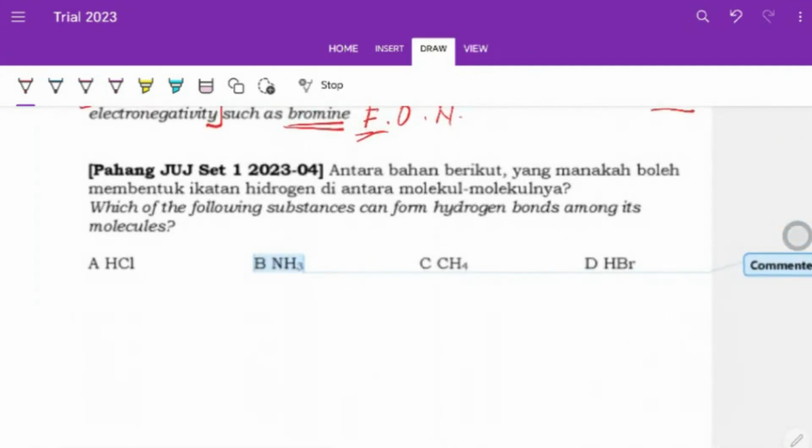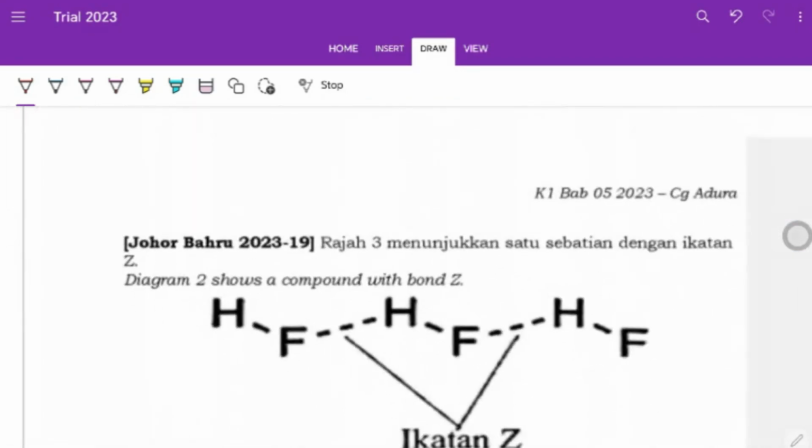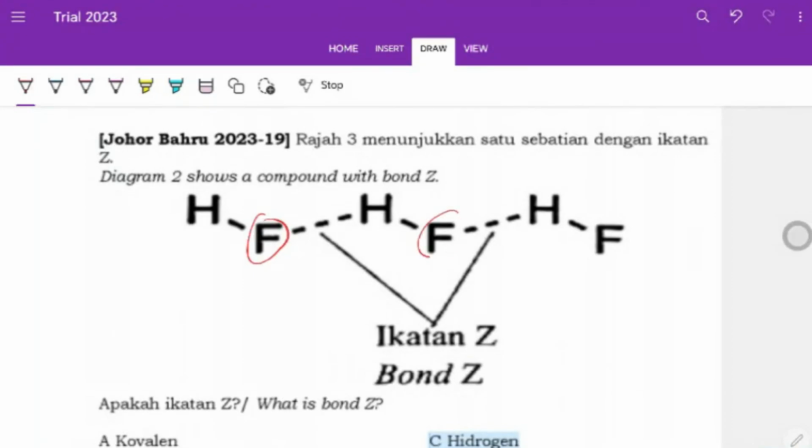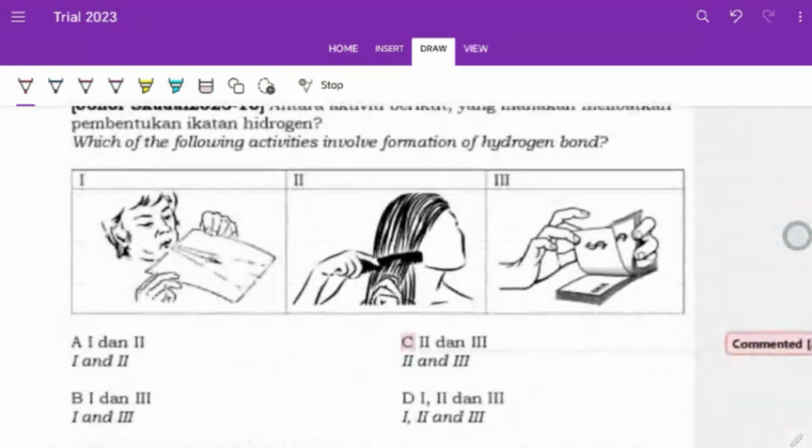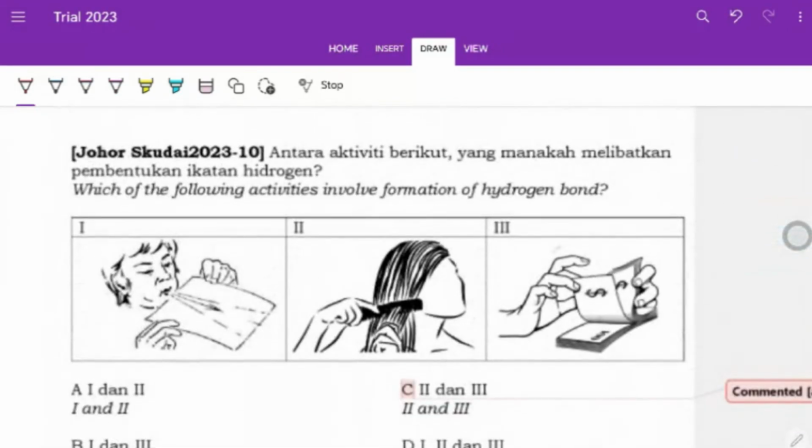Now next, which of the following substances can form hydrogen bonds among its molecules? Again, you go to F, O or N. Cl no, C no, Br no, so only N here for B. See here again, F. This is a hydrogen bond. Very fast one.